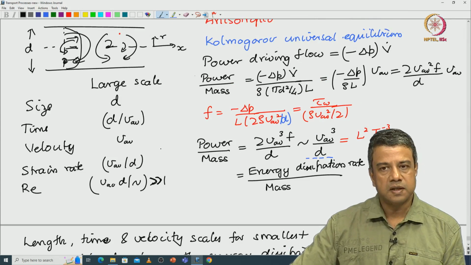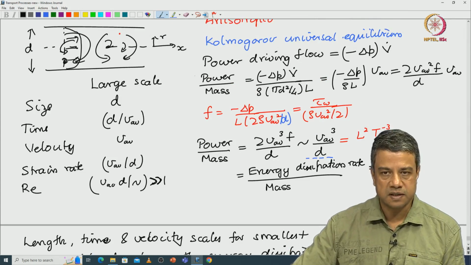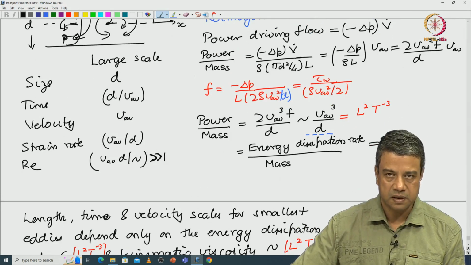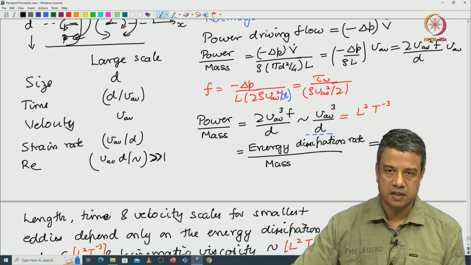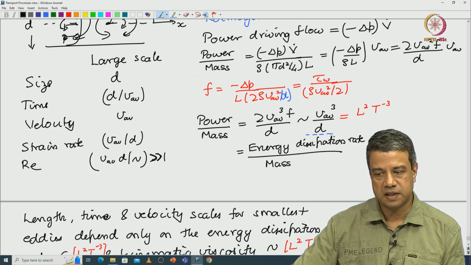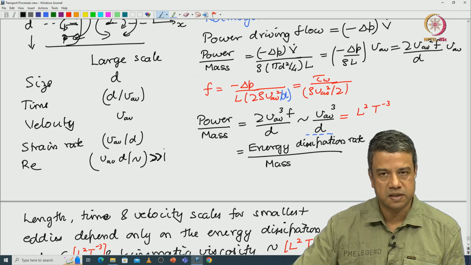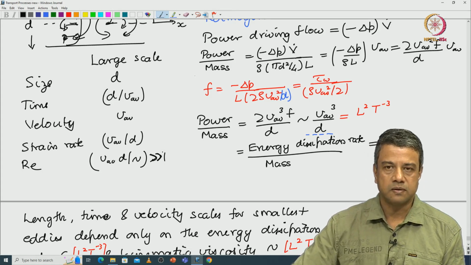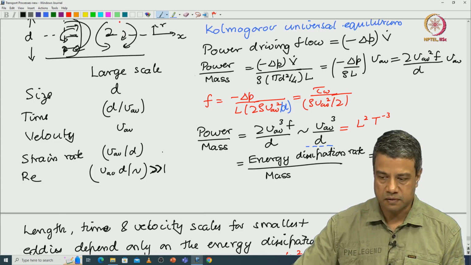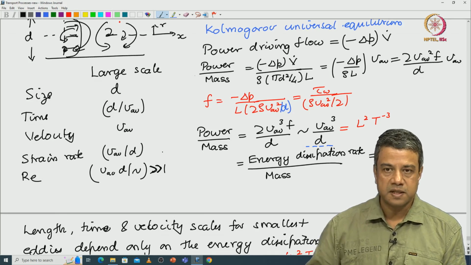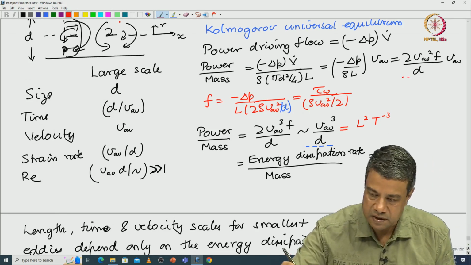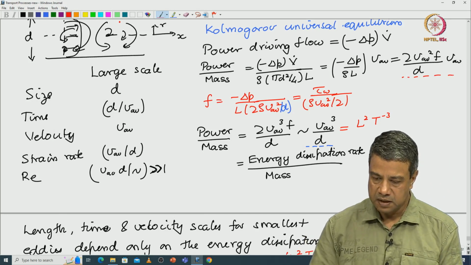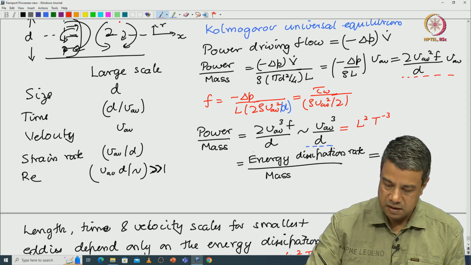The power input is basically the pressure difference times the volumetric flow rate. Force times the velocity. Force is pressure into cross sectional area and velocity is flow rate divided by cross sectional area. So, it is just equal to the pressure difference times the volumetric flow rate. We had expressed it in terms of the friction factor and the average velocity. So, this is the scale.